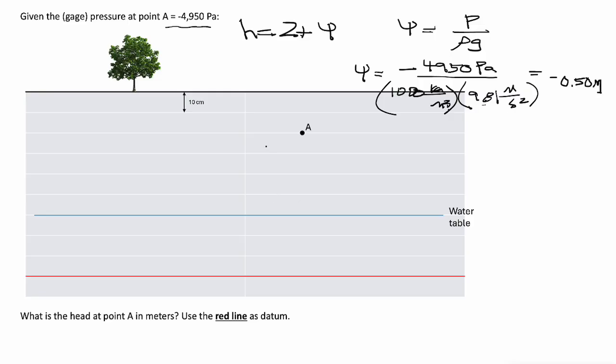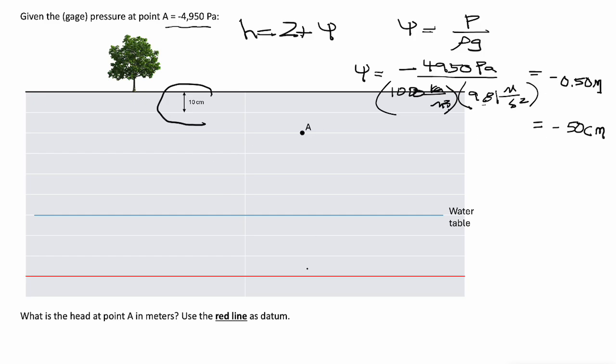Okay, there is psi. So as all these problems do, it comes down to determining Z. So once again, head is equal to Z plus psi. We've got psi. What is Z? So now we are to use the red line as our datum. And once again, we know that each step here is 10 centimeters. So let's do this in centimeters. So negative 0.5 meters is equal to negative 50 centimeters. As long as both Z and psi are in the same unit, we can add or subtract them, right? So psi is negative 50 centimeters, and so we need to measure Z in centimeters.